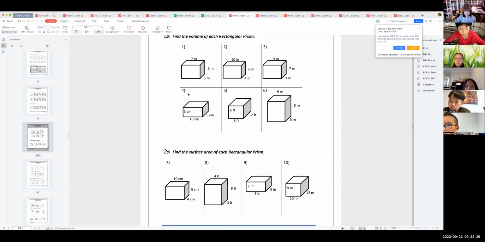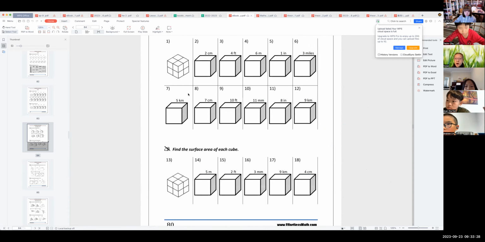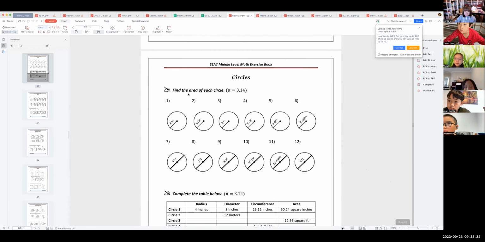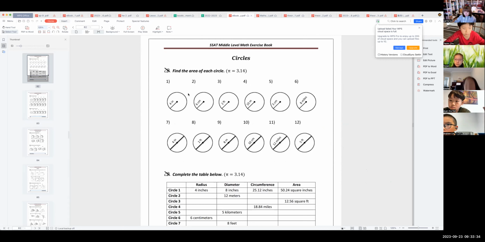Okay, so let's take a look at this one. So we're going to move forward to take a look at this one. Do you still remember how to do the circle? Okay, Emma is shaking her head like she wants to shake the head off.